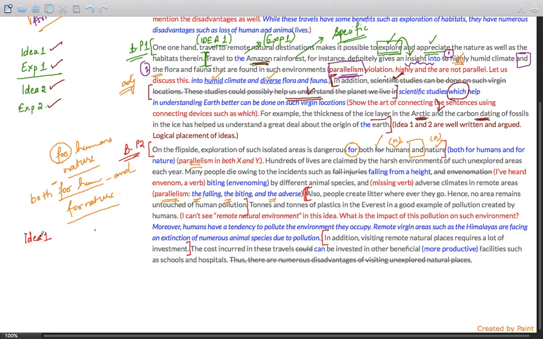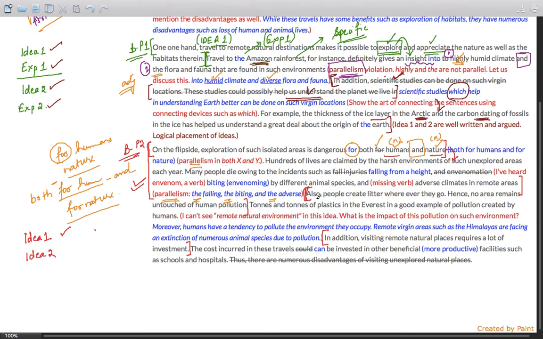The idea 1 is clearly mentioned that this is dangerous for humans as well as nature, and this is well explained in fact. So there are hundreds of lives claimed by harsh environment, and many people die due to various circumstances, and very well explaining those circumstances. Of course there are parallelism issues which I've discussed earlier, but this idea is very well covered. This is just fine. The problem begins with idea number 2.